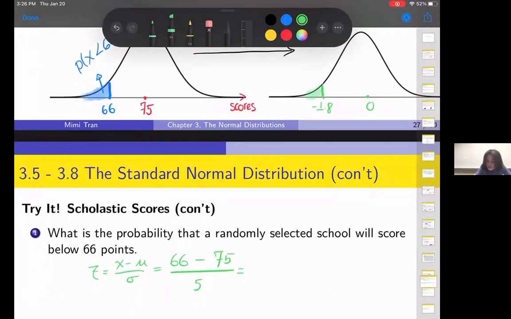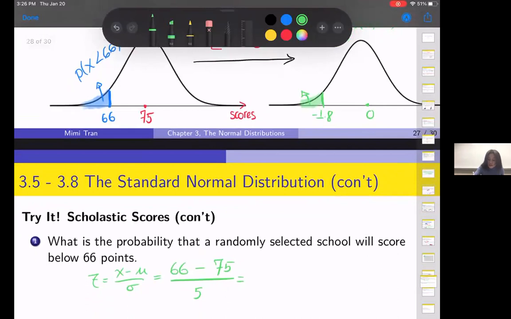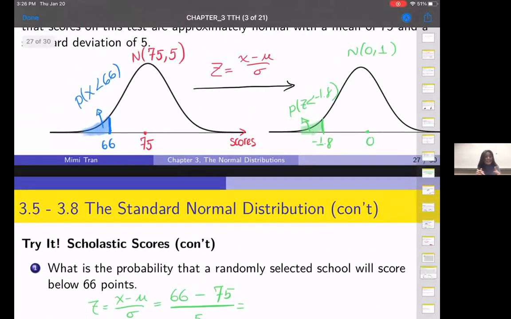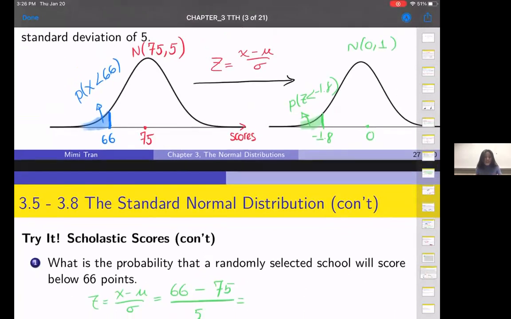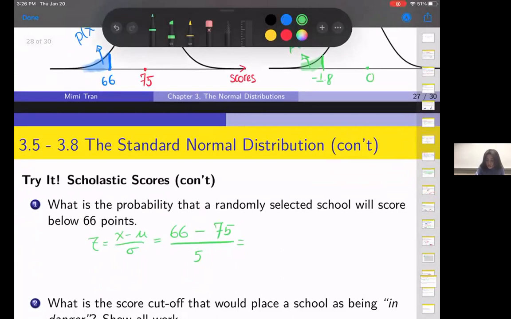So this is the area from the standardized curve. Here, if I notate this, it will be P of Z, the probability that Z is less than negative 1.8. Over here it is X less than 66, in terms of the problem, and here in terms of the standardized curve. All right, look it up. Should be small. Negative 1.8.